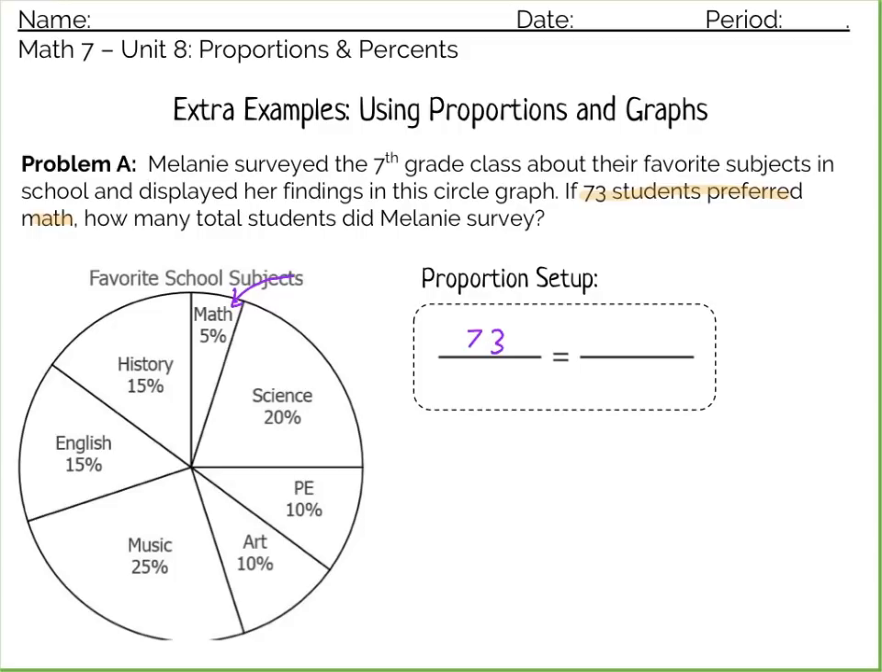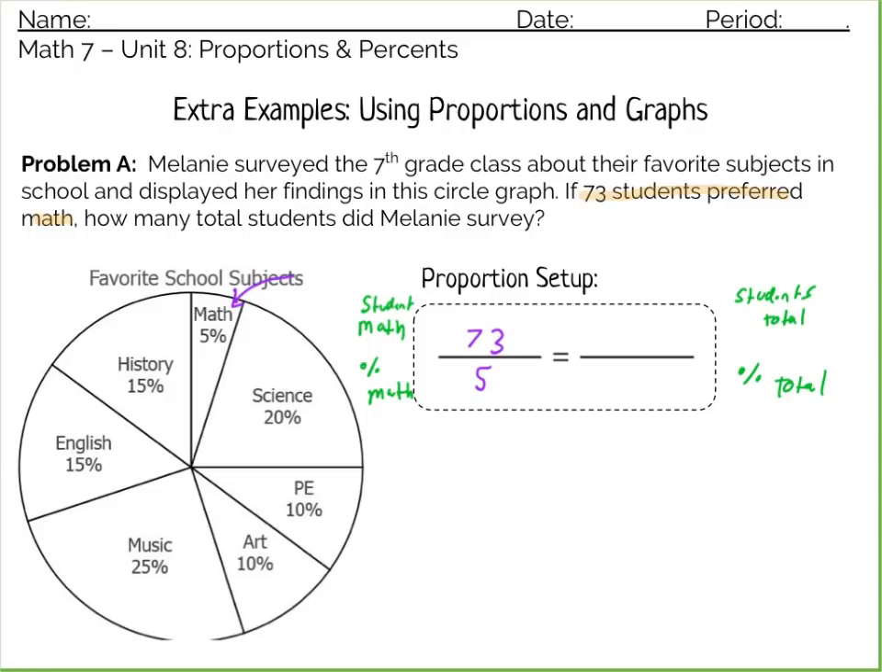So since 73 students is equal to 5%, that's going to be one side of my proportion. On one side of my proportion, at the very top, I have math students, and on the bottom portion, I have percentage of math. Now I need to figure out students total on the other side, because that's what the problem is asking us to find, and we're going to need percentage total on the other side of our proportion.